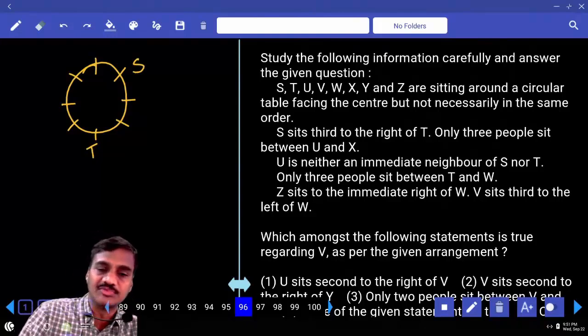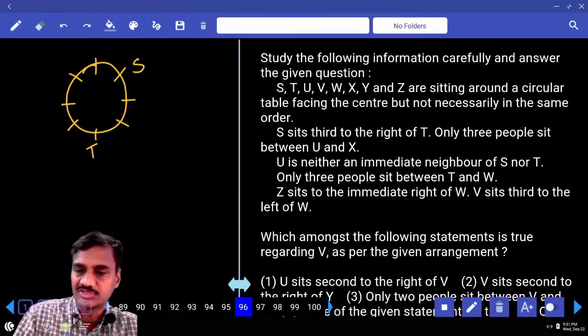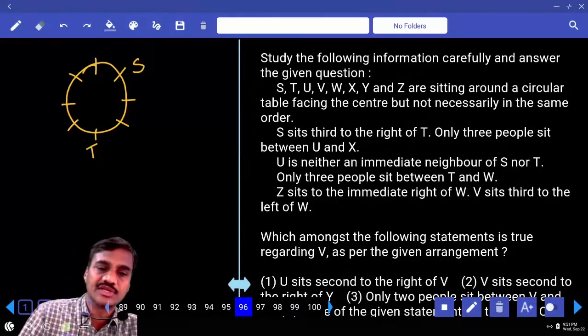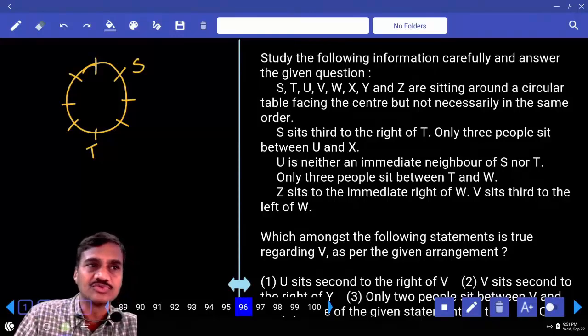And only 3 people between U and X. 3 persons between U and X. U is neither an immediate neighbor of S nor T. U is not an immediate neighbor of S and T. There are 2 possibilities for this U.